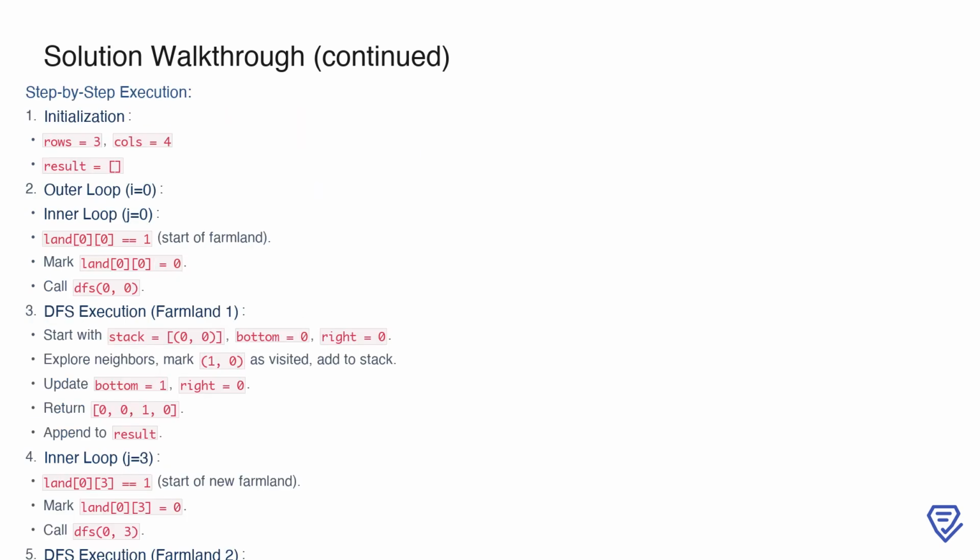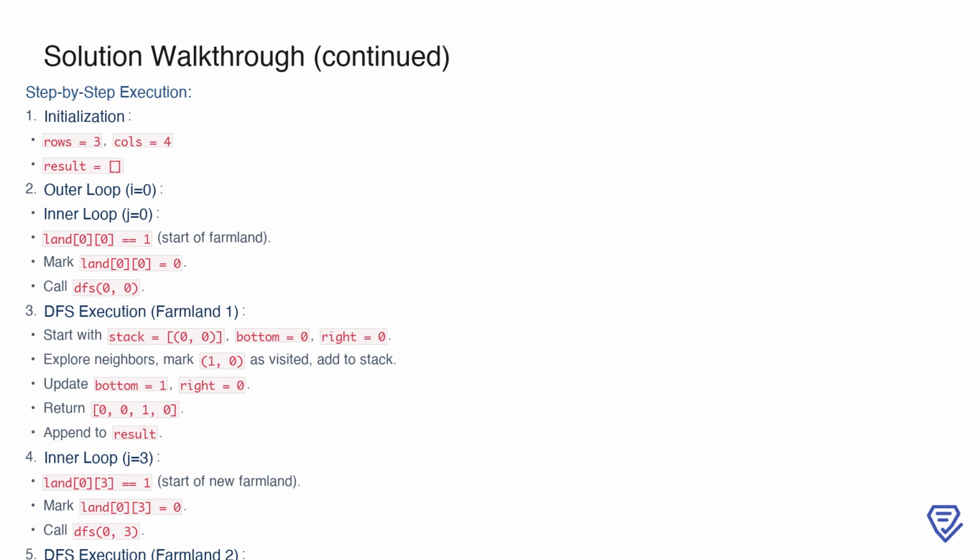In the second example, the grid is slightly larger, with 3 rows and 4 columns, and contains 2 distinct farmland blocks. We initialize rows, cols, and result as before. The outer loop starts at i equals 0, and the inner loop begins at j equals 0, where we find land[0][0] is 1, marking the start of the first farmland block. We set land[0][0] to 0 and call DFS. The DFS stack is initialized with 0, 0, and the bottom and right boundaries start at 0.